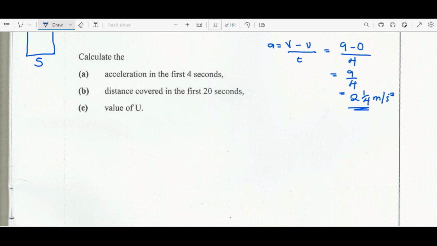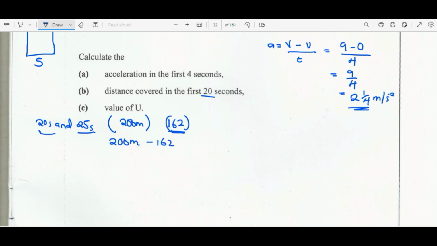So because the distance that we want to find is the distance between 20 seconds and 25 seconds. That is the distance. But for the whole journey, we have 200 meters. Now for the one that we looked at in 20 seconds, that is 162. So now for us to find the distance between 20 seconds and 25 seconds, we're going to subtract, to say 200 meters minus 162 meters.